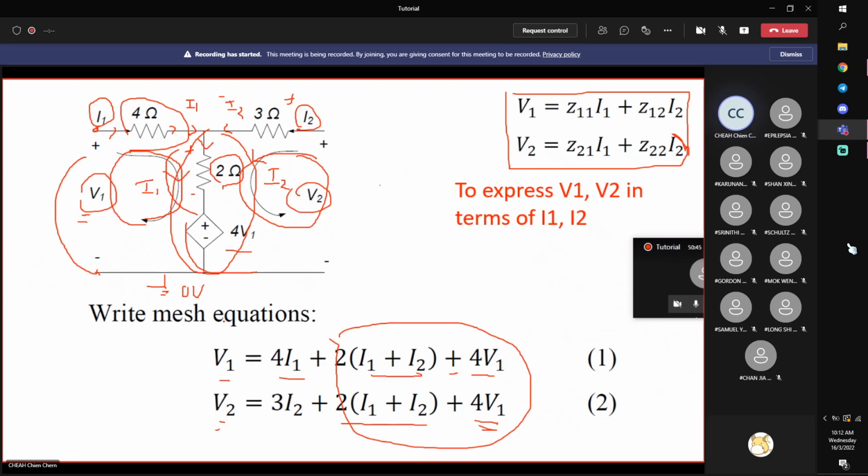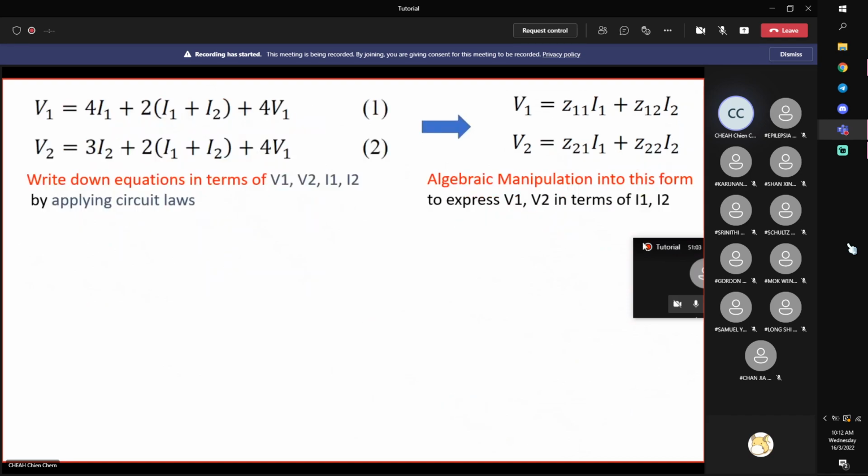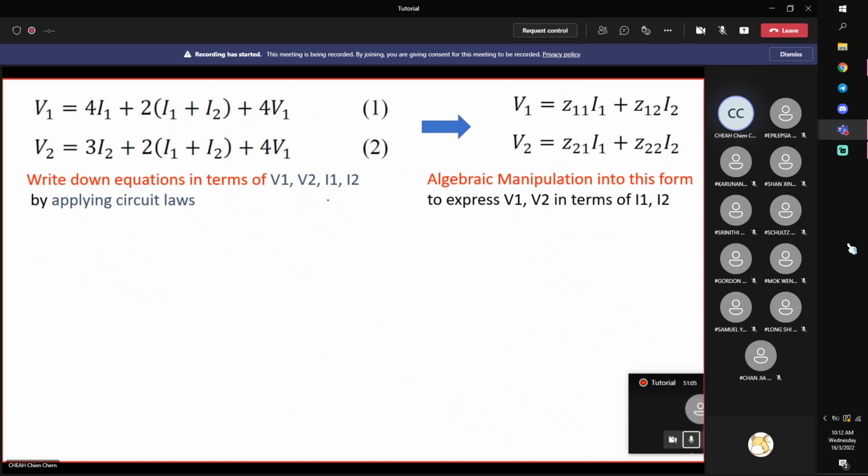Now, basically, everything is the same, except that we leave the equation in terms of the 4 variables, I1, I2, V1, V2, because we want to express 2 of them in terms of the other 2. In this case, we want to express V1, V2 in terms of I1, I2. So remember that. This is the overview of the steps involved in solving the problems.